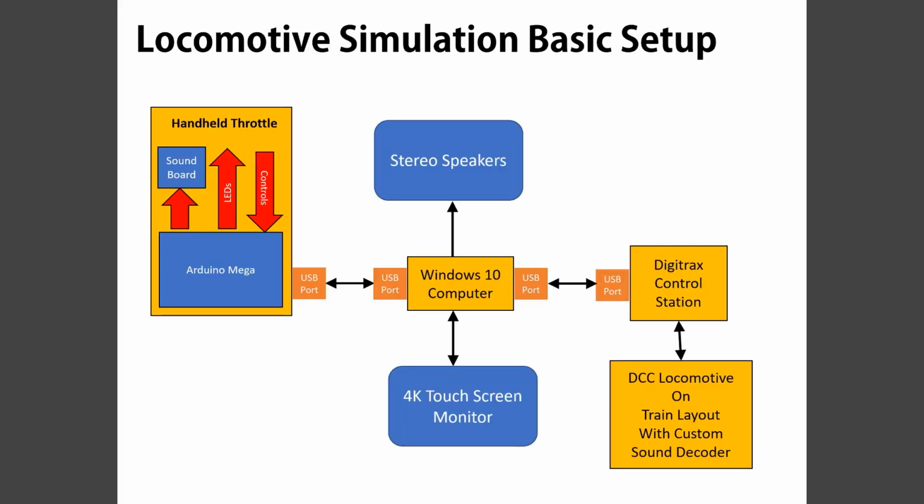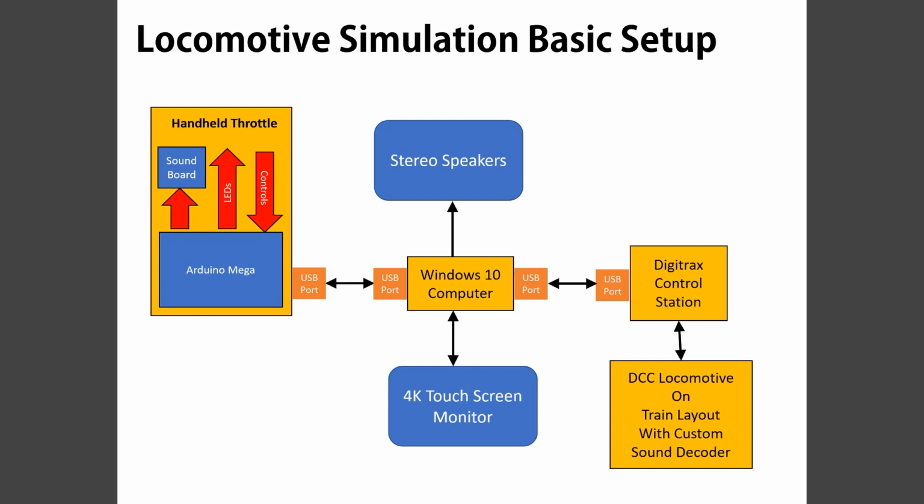So here's a basic diagram of the whole setup. We have the handheld throttle, where the only role of the Arduino is to consolidate all the information from all the knobs and switches and lights and send it down a USB port. There is no simulation going on in the throttle at all. Once it's in the PC, that's where all the magic occurs and the simulation software is actually running.